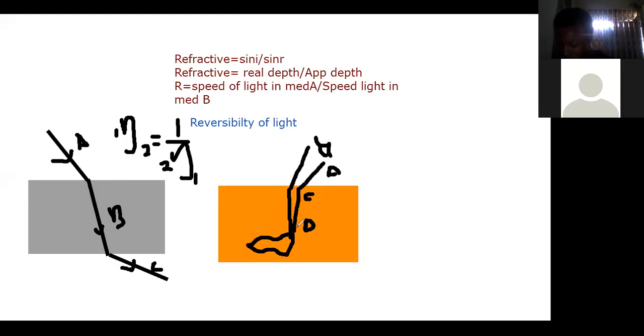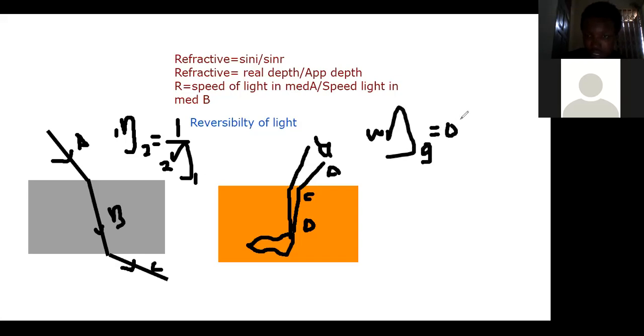Let's try this question. For example, if the refractive index of light from glass to water is 0.8, then the refractive index from water to glass is... So the question, this is what you write: from water to glass is equal to 0.8.